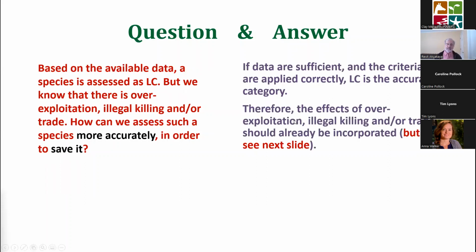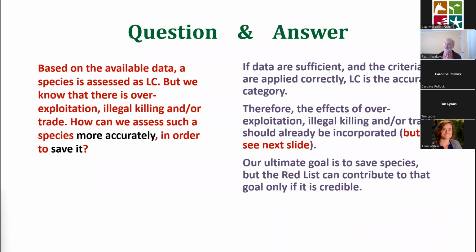But the important thing is that if you use the data that is available correctly, then the effects of these threats should already be incorporated. Now, I'll talk a bit more about threats in the next slide, but the point is that the focus of the criteria is looking at the data and determining the status of the species based on the data.